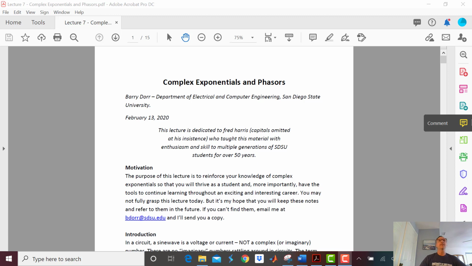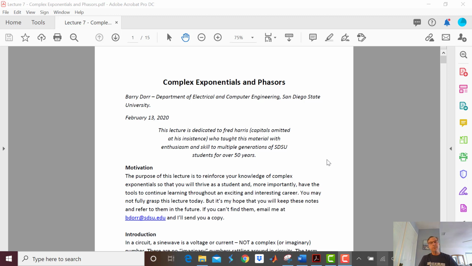So if you're in my EE310 class, you're not going to be tested on this material. But your test is going to come as you continue with signal processing and later on in industry. If you master these fundamentals now, your career will be much more interesting, much more rewarding, and most importantly, even more fun. Before we begin this lecture, I'd like to dedicate this lecture to Fred Harris.